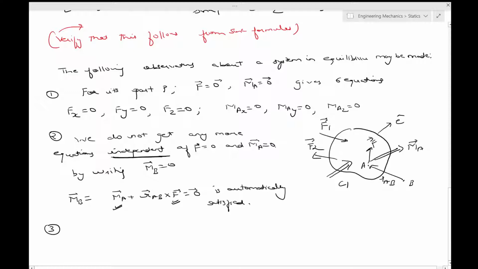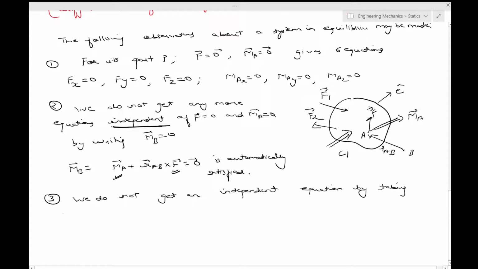We do not get an independent equation by taking the component of F.